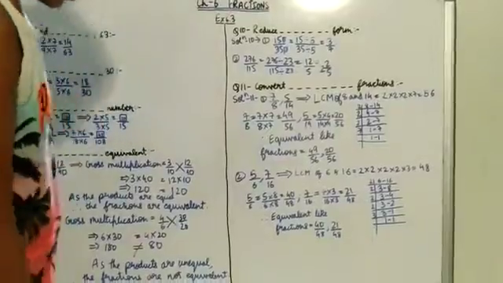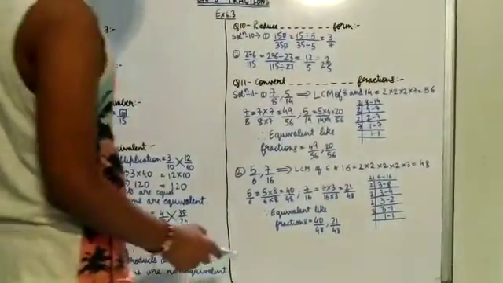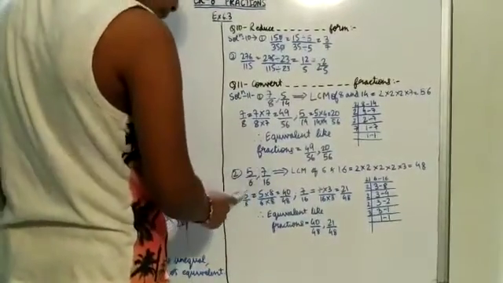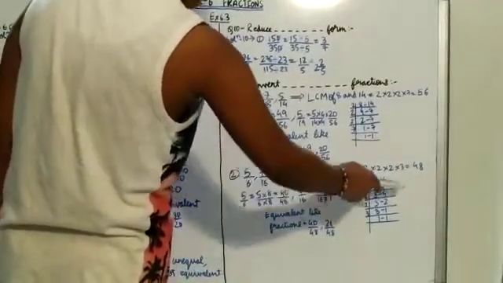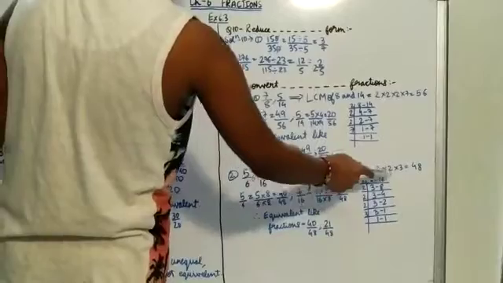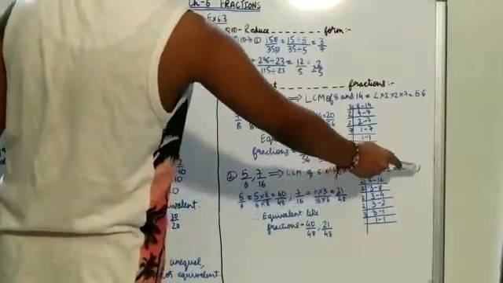Now the next one. 5 upon 6 and 7 upon 16. Now find the LCM of 6 and 16. It is 48. 2 into 2 into 2 into 2 into 3 is 48.